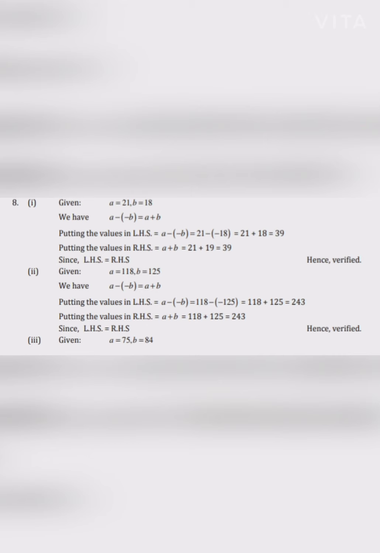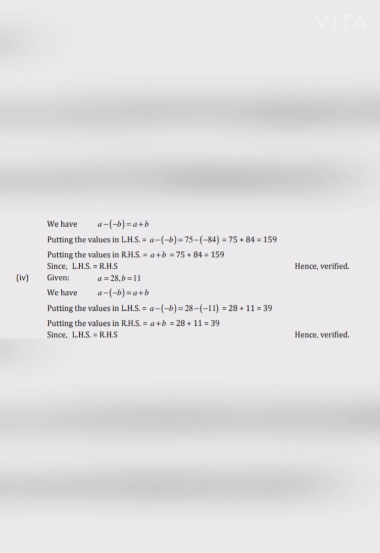In the third part of the question, A is equal to 75 and B is equal to 84. We have A minus B plus A plus B. Putting the values in our LHS, A minus B is 75 minus 84, 75 plus 84 will be 159. Putting the values in RHS, A plus B is equal to 75 plus 84, which is 159, since LHS equal to RHS.